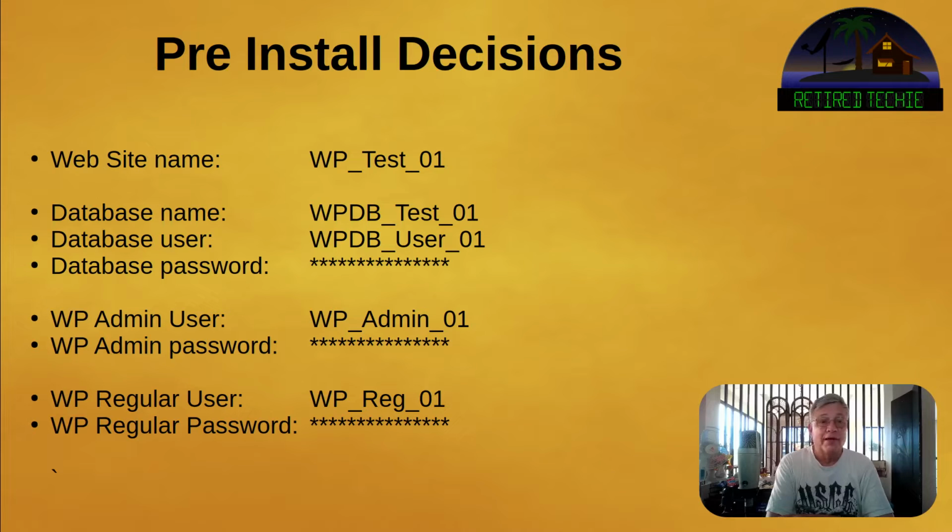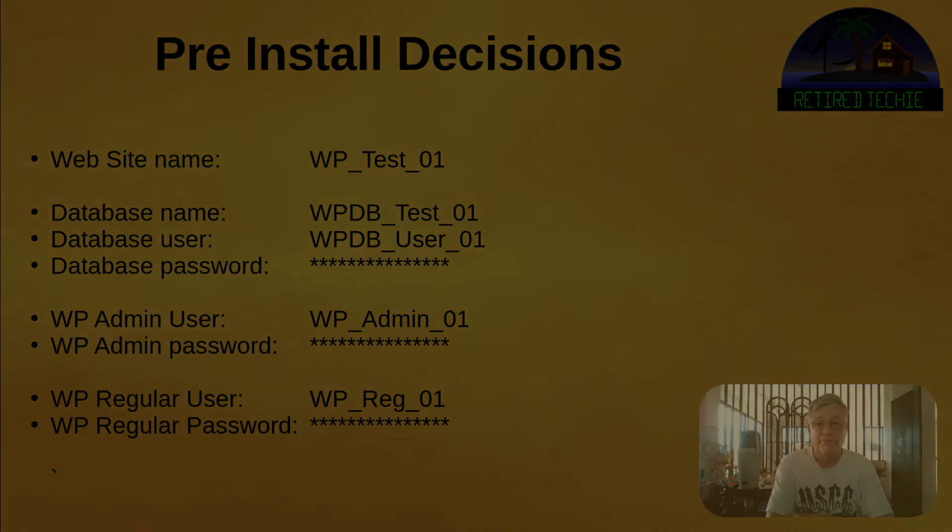Then you're going to want a WordPress admin user with his password or her password, their password. And when you get around to testing, you're probably going to want a regular user and not an admin user. So you might want to come up with a name and password for that account too. And that should be all the pre-install decisions we need to make at this point.